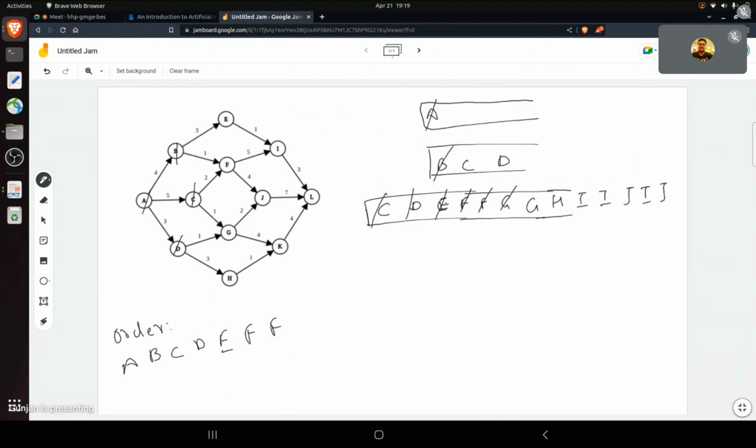Then we pop G. Children of G are J and K. So we will put J and K in the queue. Then we will again pop G and put J and K. Anyway, we are not maintaining whether a node is visited or not. I'm just crossing it off for the sake of completion.